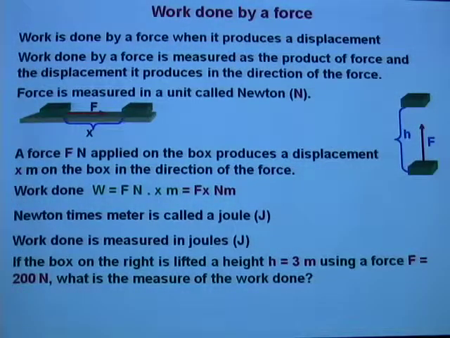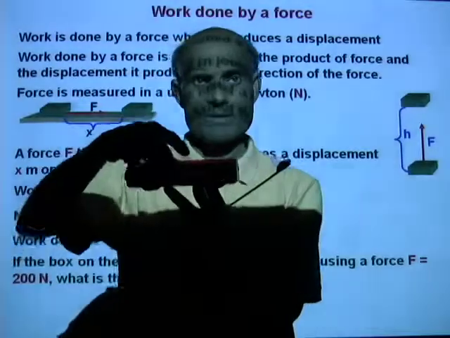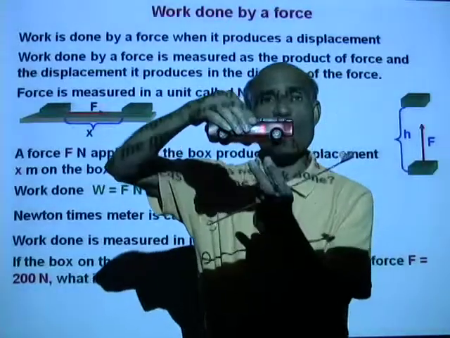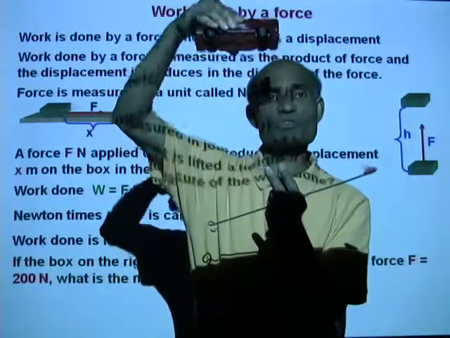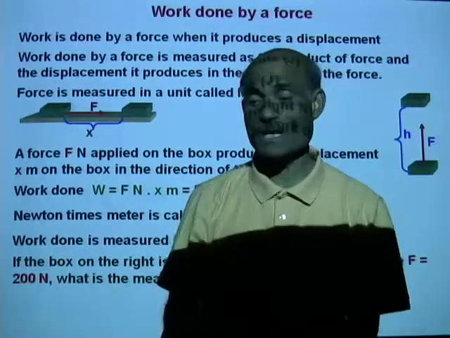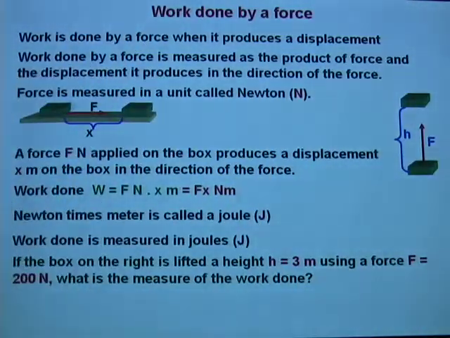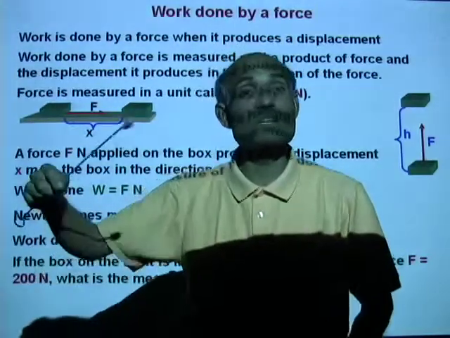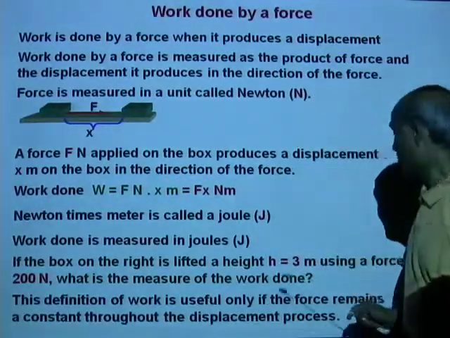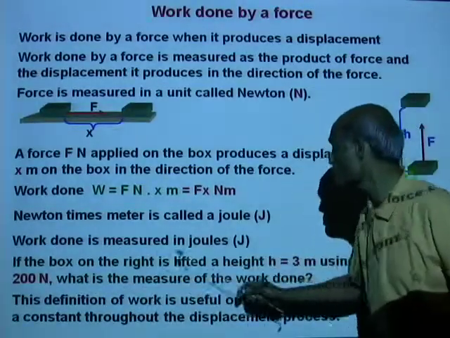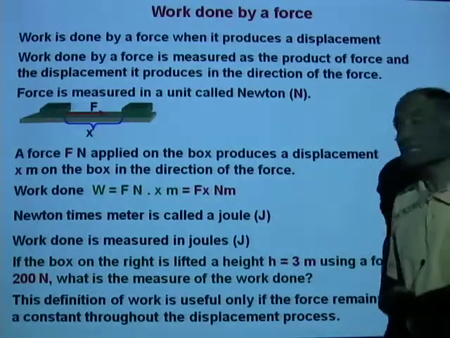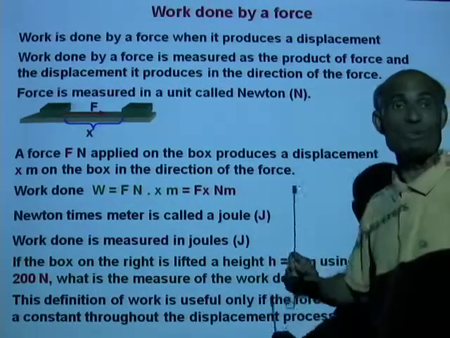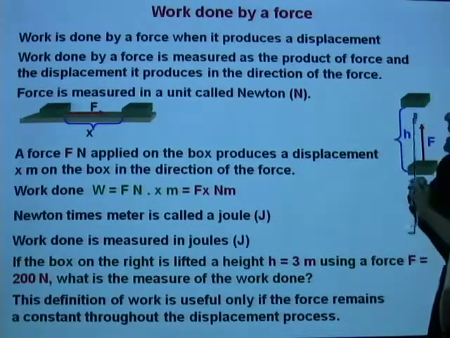Suppose this is the box that I need to lift. I apply a force of 200 Newton on the box and lifted it through 3 meters. What is the work done? Well, of course, the work done is the force applied multiplied by the displacement it produces, and therefore it will be 200 Newton times 3 meters. That will be 600 joules. That will be the amount of work that is done in this case.